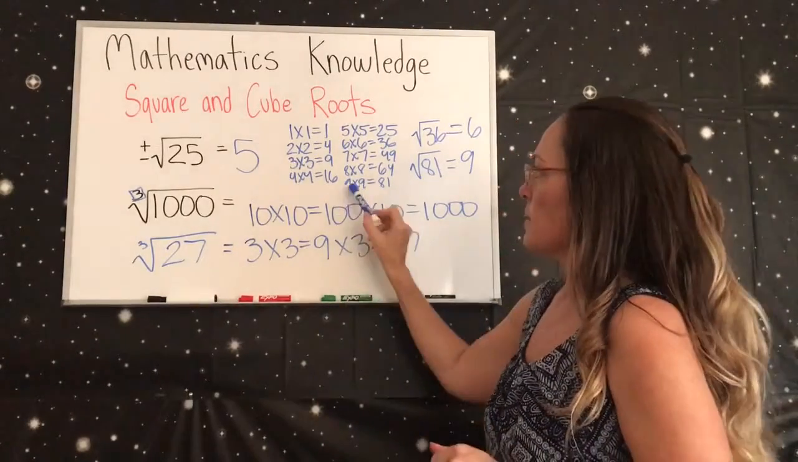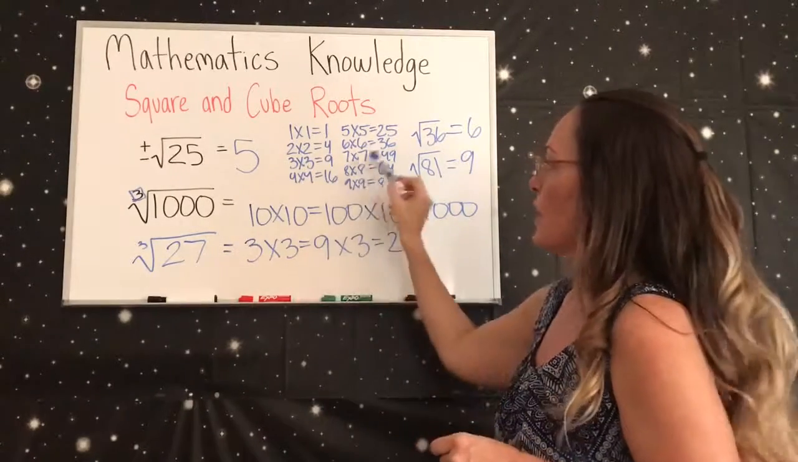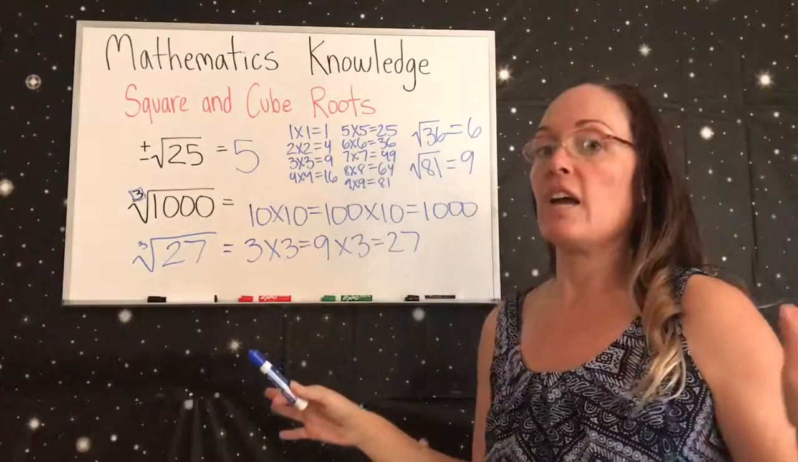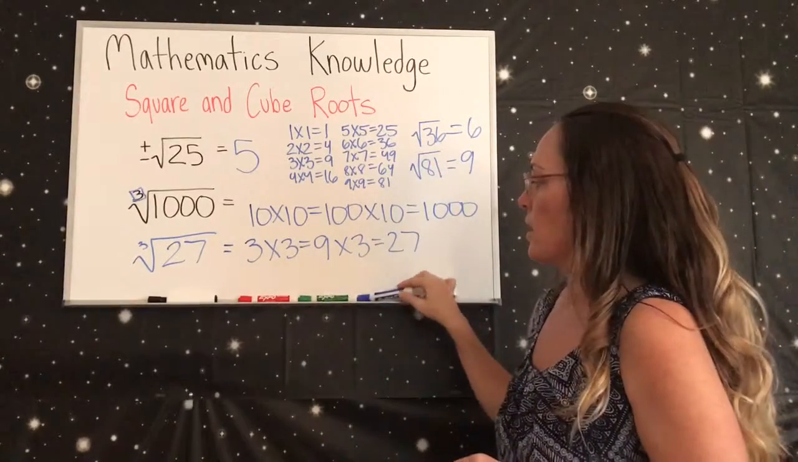And then I would spend some time memorizing your squares, so you just have those memorized. So when someone asks you what's the square root of 9, you say 3. What's the square root of 25? 5. You'll know that automatically.